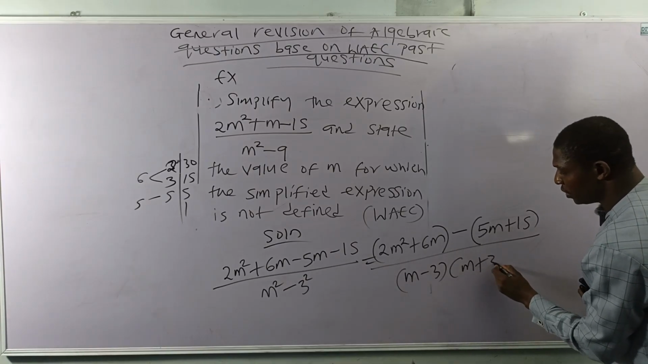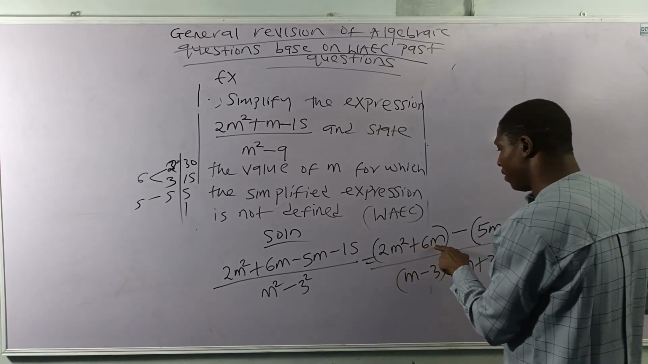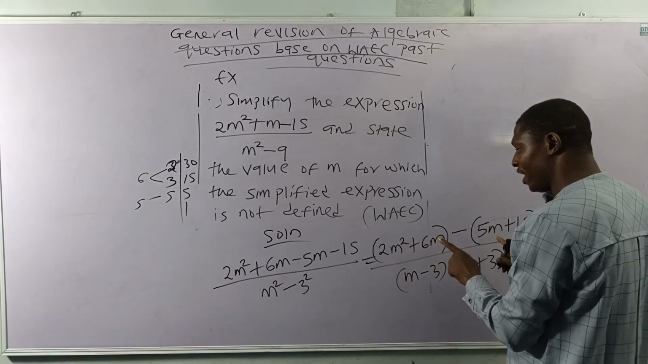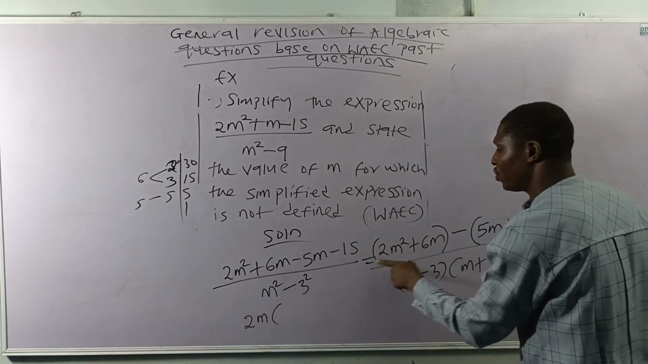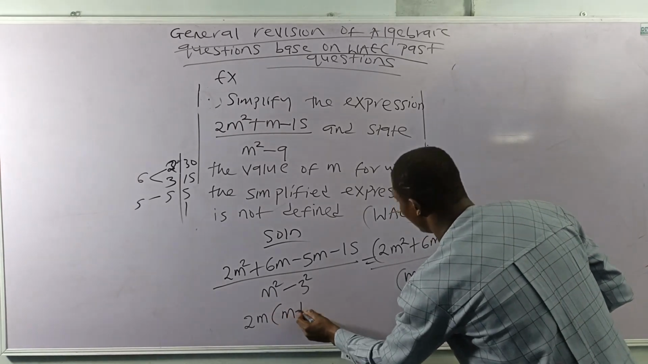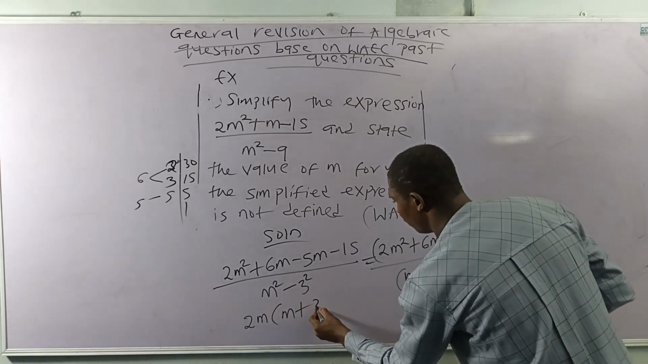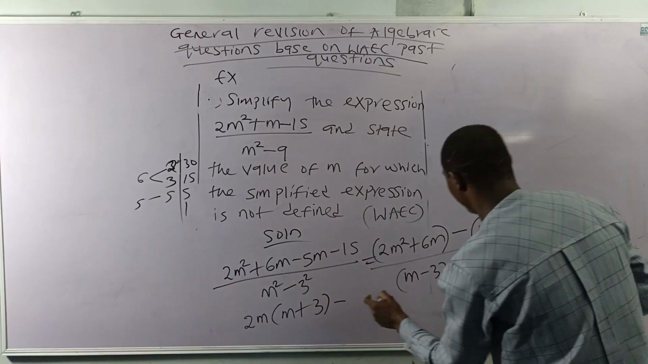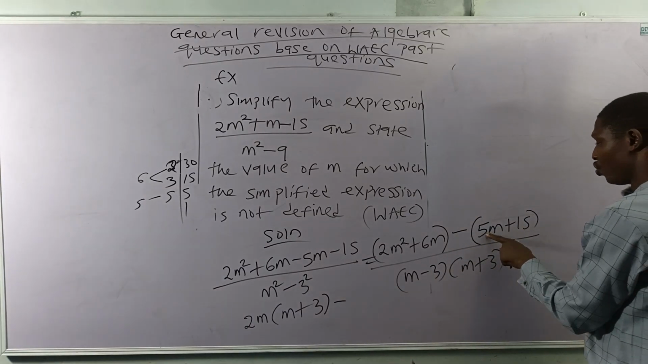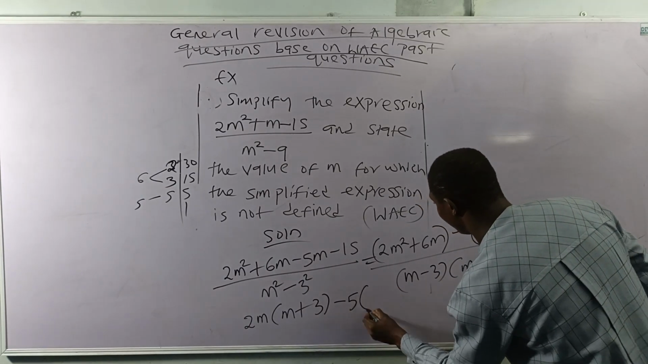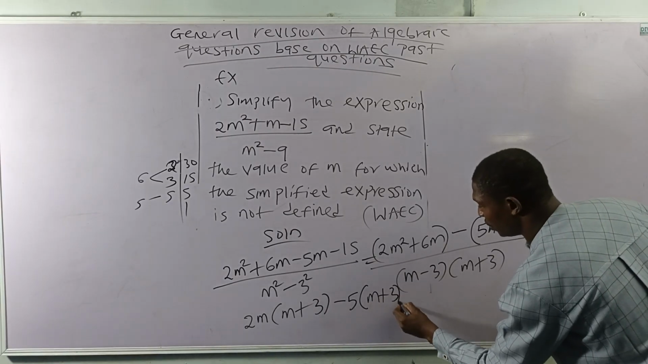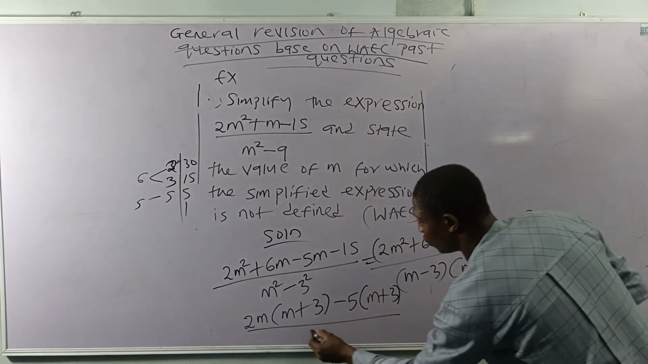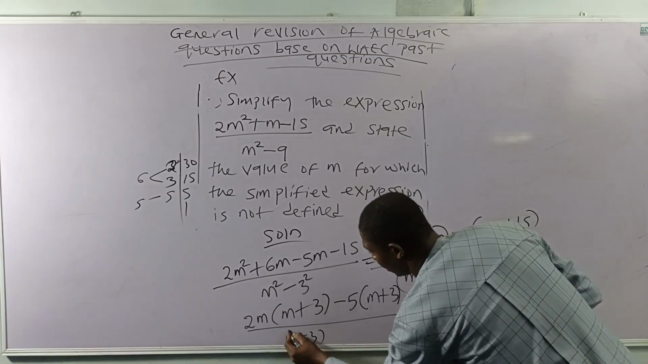So 2m squared and plus 6m, what is common? 2 is common, m is also common, so 2m is common. So I have 2m bracket. 2m squared divided by 2m will give me m. And 6m divided by 2m will give me 3. I'll put my negative sign. 5m and 15, what's common is 5. So I have 5 bracket. 5m divided by 5 is m. And 15 divided by 5 is 3. All over my difference of 2 squares, m minus 3 and m plus 3.